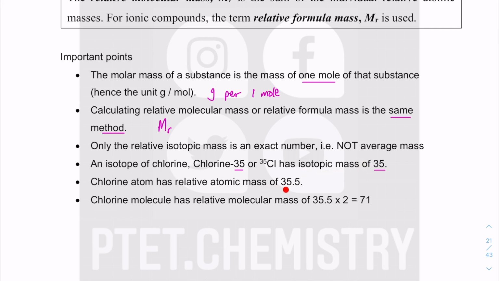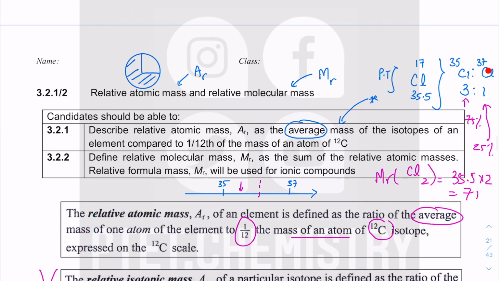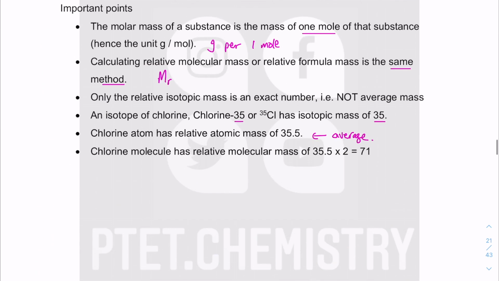But the relative atomic mass of chlorine is 35.5 because this is the average mass of the isotopes, which are chlorine 35 and chlorine 37, compared to 1/12 times the mass of an atom of carbon-12. As mentioned also, the chlorine molecule, this is Cl2, this is Mr of Cl2, so that's why you have 35.5 times 2. Just in the space below, I'm going to refresh your memory because I've already shown you before.